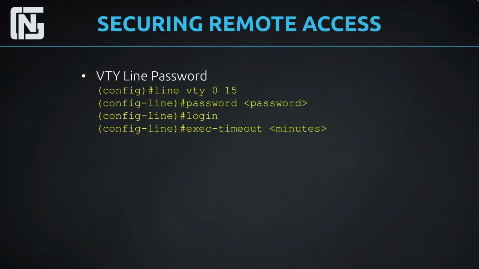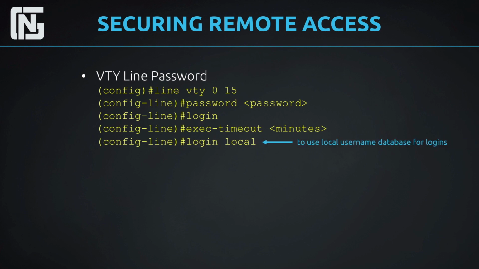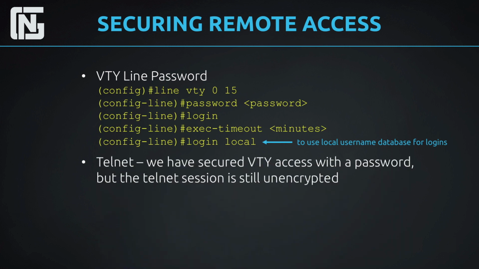Alright, cool. So that's setting our password on our VTY lines, but we can also tell it to use that local username database for our logins as well. If we wanted to do that, we would type login local instead of just login. And here are our 2 different ways to access these VTY lines. We have Telnet and we have SSH.